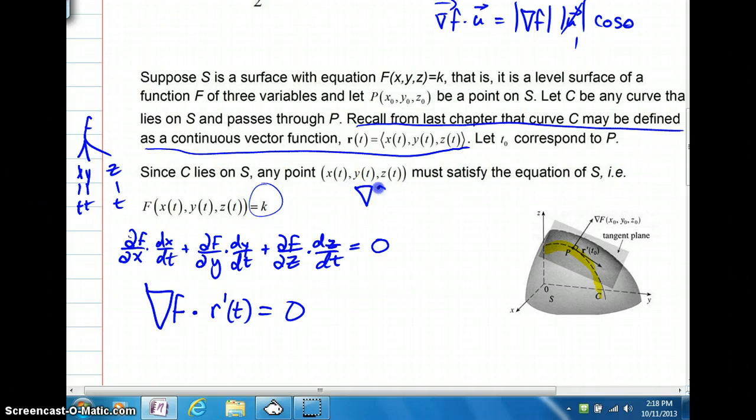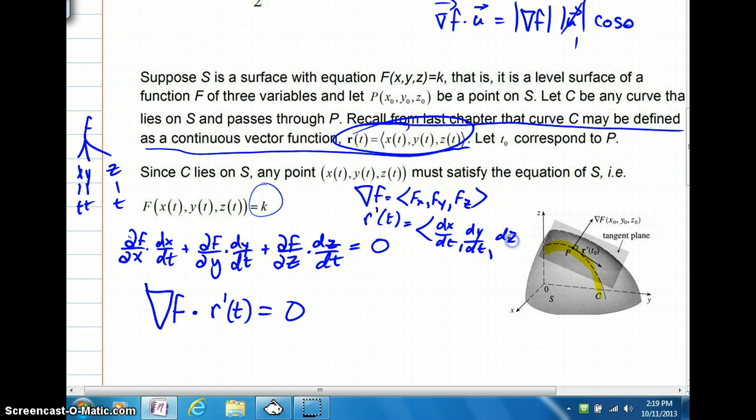The gradient of f, we could say, is f sub x, comma f sub y, comma f sub z. And here's my function r of t. Help me take a derivative of it. Wouldn't that just be dx dt, dy dt, dz dt? Well, son of a gun, would you look at that? You could dot product those two together, and you get this equation that we just came up with from the chain rule.